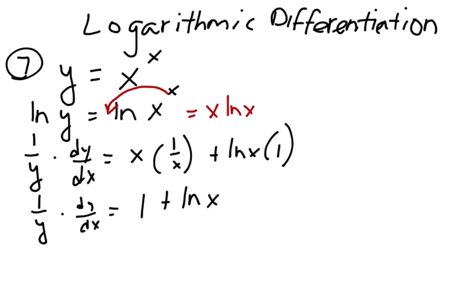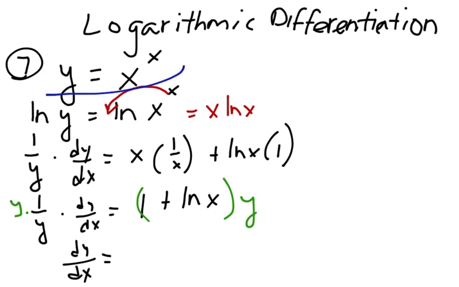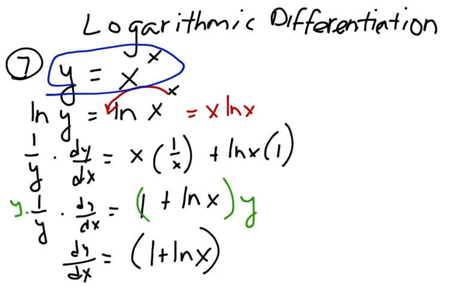Now, I want to isolate dy dx, so I'm going to multiply both sides times y over 1. But I don't want to have my dy dx in terms of both x and y. I only want x's. So I'm going to take out this y, and I'm going to replace it with what I know y to be equal to, which is x to the x power. So it'll be 1 plus natural log of x times, instead of y, x to the x power. And that's the answer. Let's try another one of these.